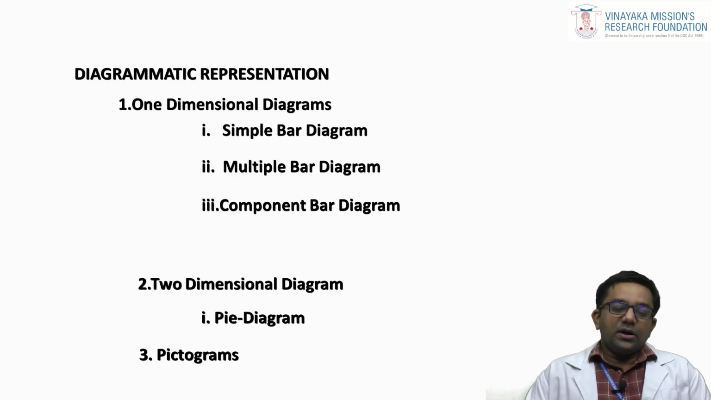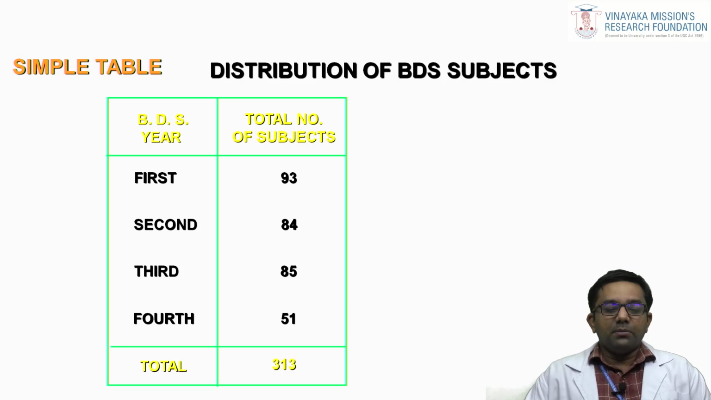Diagrammatic representation of data includes simple bar diagram, multiple bar diagram, and component bar diagram. Two dimensional diagrams are the pie diagram, and you have pictograms. So, what is a simple table? A simple table is nothing but, for example, distribution of various subjects according to the year of study. So, this is a simple table wherein the number of students in each class is described here. So, that means it is a simple table.